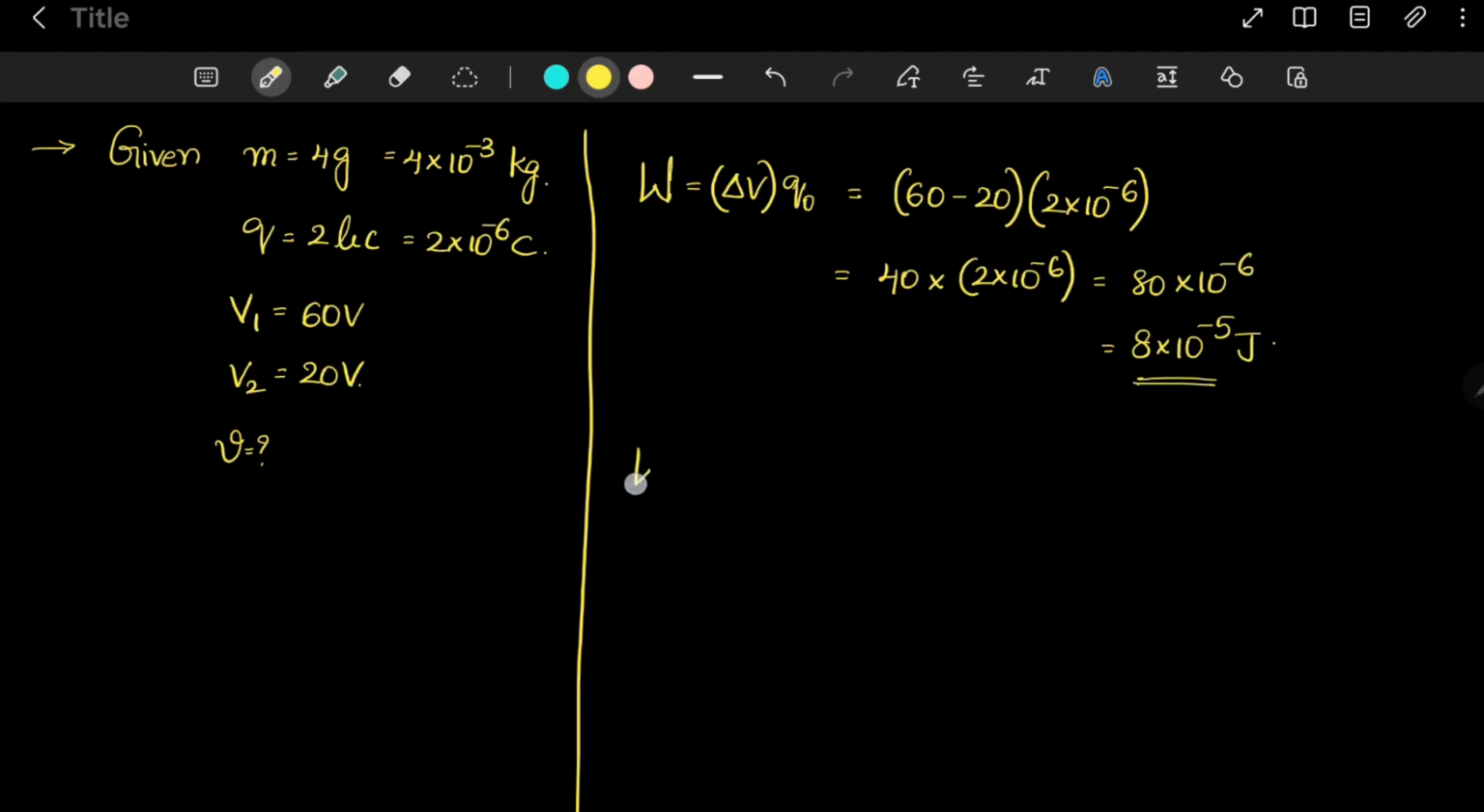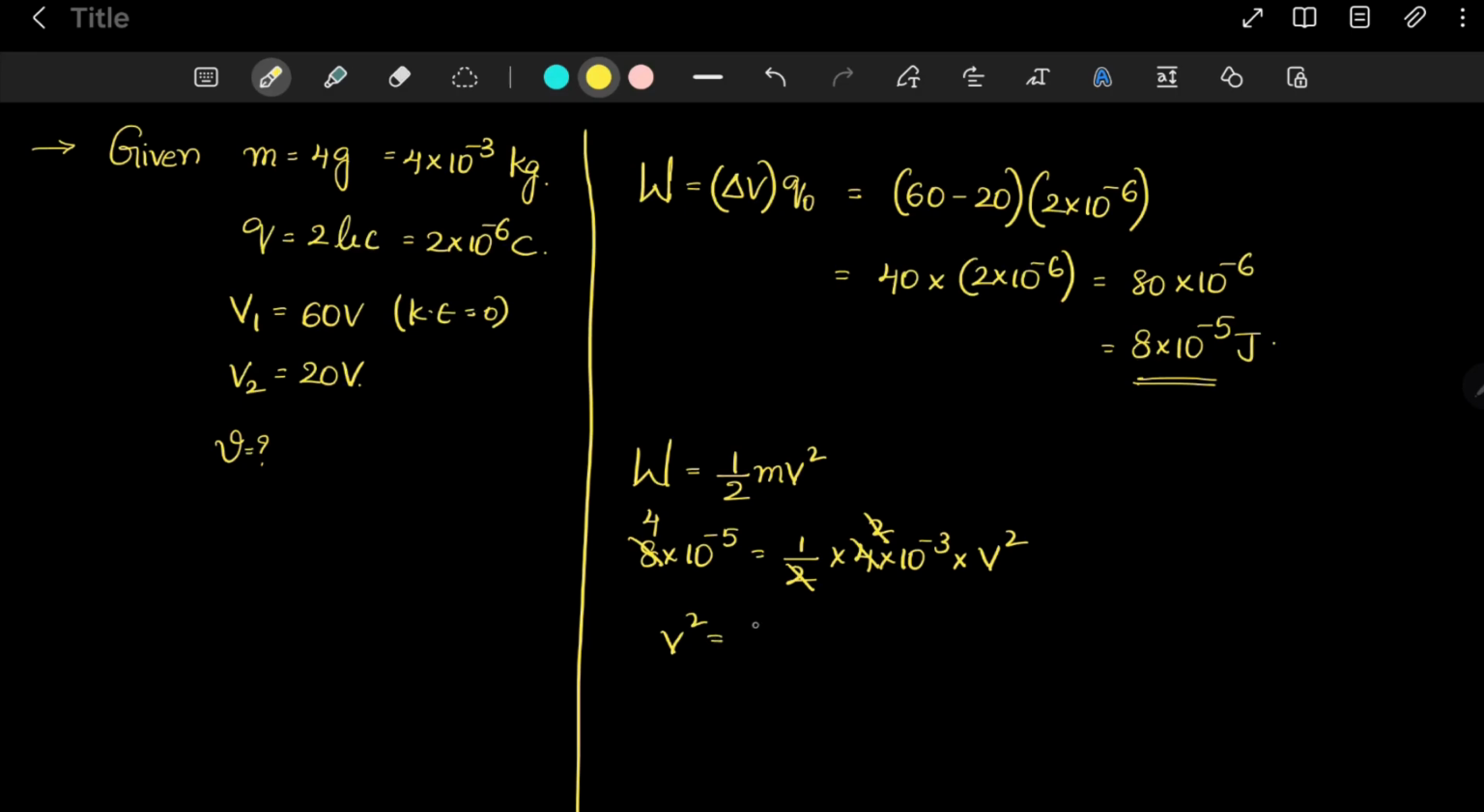But at the same time, work done is numerically equal to change in kinetic energy. Initially let us assume that at 60 volt its kinetic energy is 0. Right? So work done is equal to half mv square. So 8 into 10 power minus 5 is equal to half into, what is the mass? 4 into 10 power minus 3 velocity square. 2 will cancel this 4 times. This, if it goes there, v square is equal to 4 into 10 power minus 5.